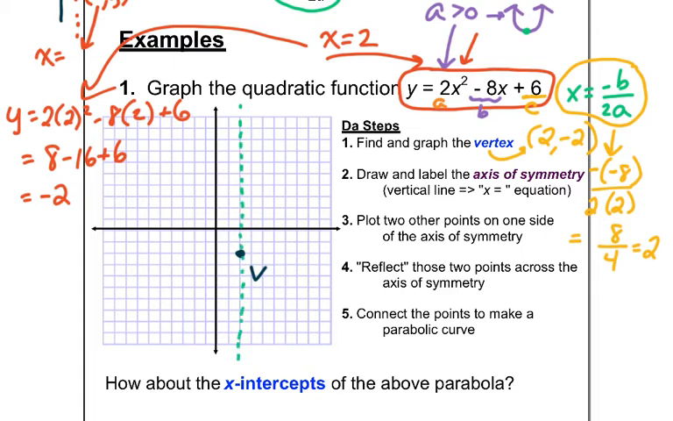And we should label it. What's the equation of that vertical line? Well, it goes through 2, and it's a vertical line, so it's always x equals. So x equals 2 is my label. Great. Now, here's a cool thing we can think about.